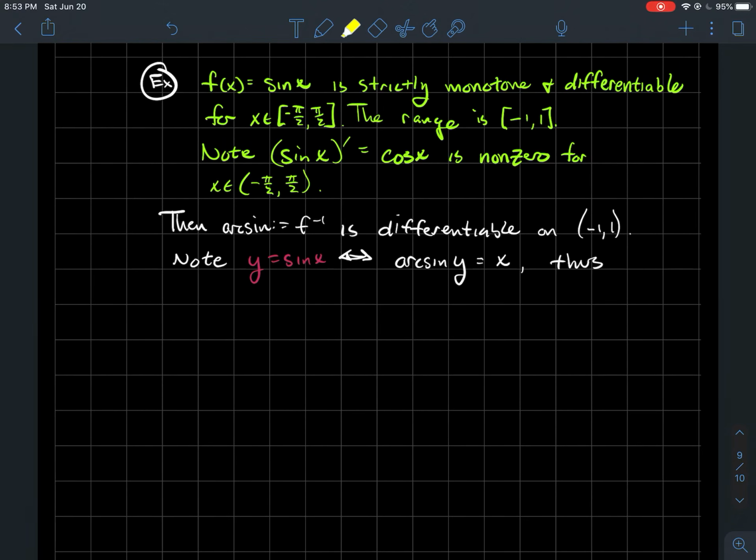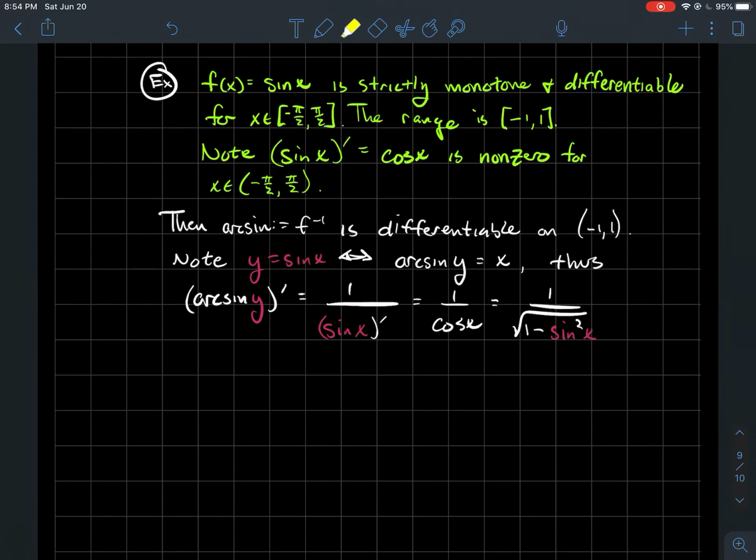We'll use this nice idea here that y equals sine of x is equivalent to saying arcsine of y is equal to x. So let's say we wanted to find the derivative of arcsine of y. What we could do is use our formula from the theorem that we proved, which says it should be just 1 over the derivative of sine of x. I can do that. That's 1 over cosine of x. And what I ultimately want to do is get y in the picture here. So what is cosine of x?